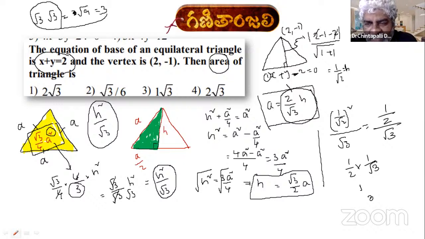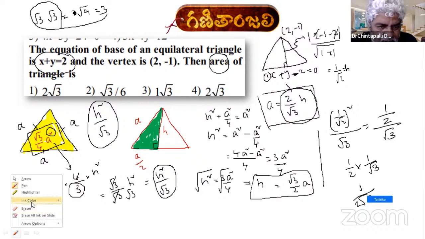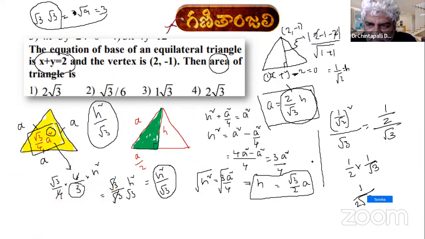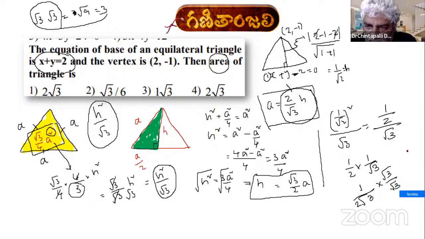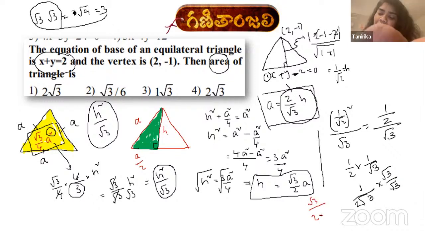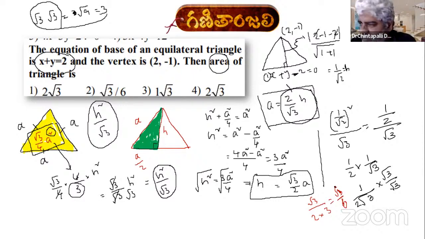So we can rationalize this term. That means multiply numerator and denominator by root 3. Root 3 over root 3. The numerator will be root 3, the denominator will be 2 times 3, so it's 6. Root 3 over 6. Option? Option 2, sir.